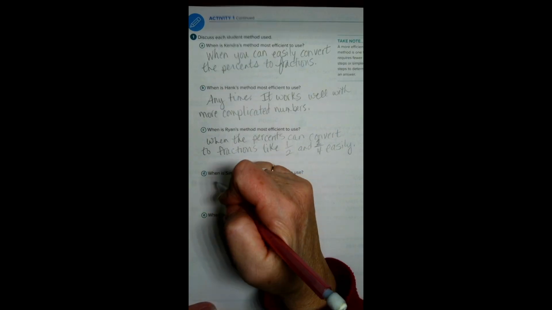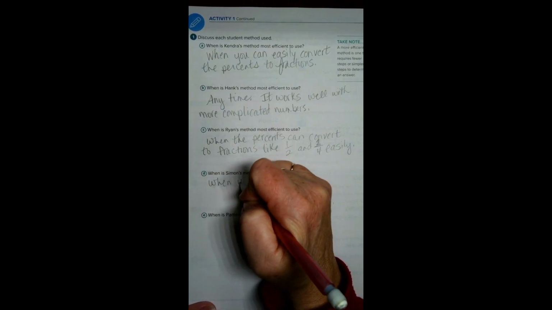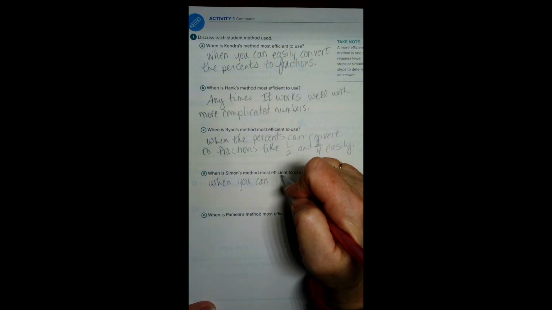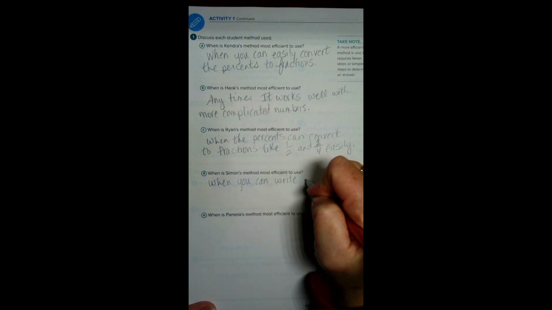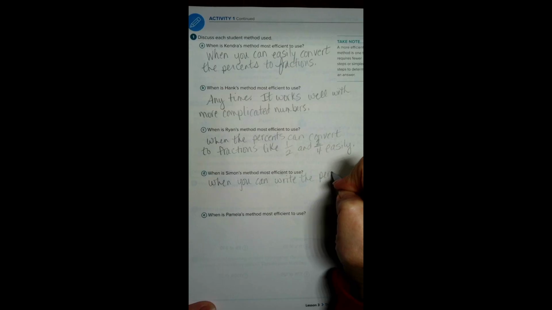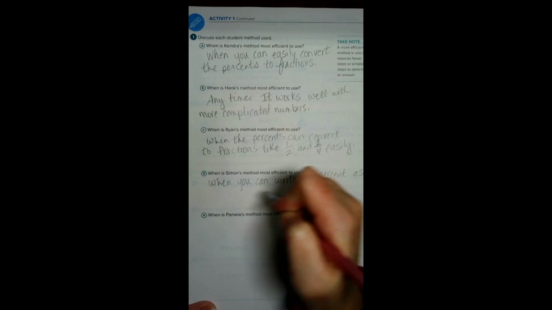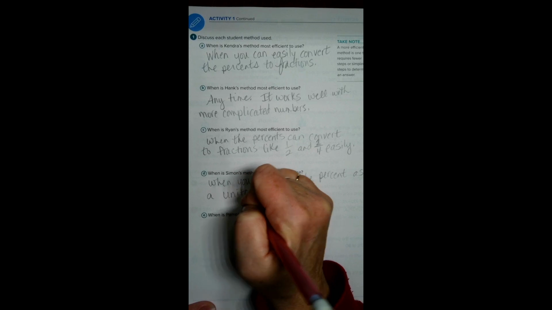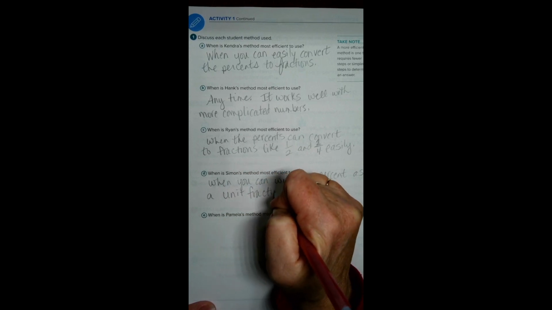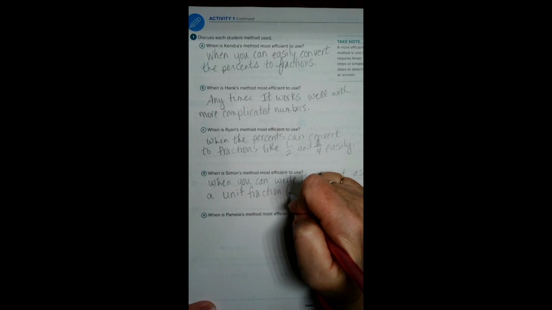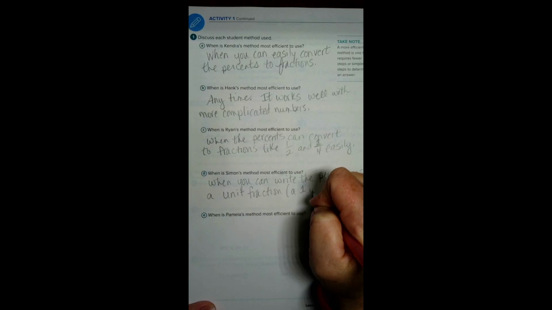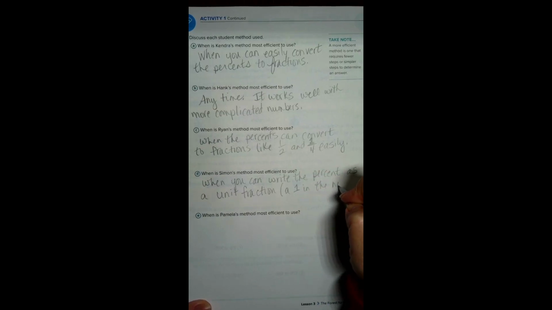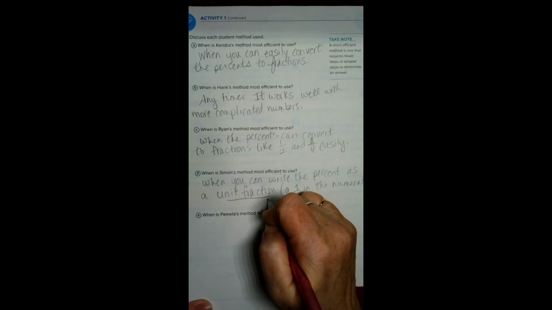So his is most easy to use, most efficient, when you can write the percent as a unit fraction. Remember, that means there is a 1 in the numerator. That's our definition of unit fraction.